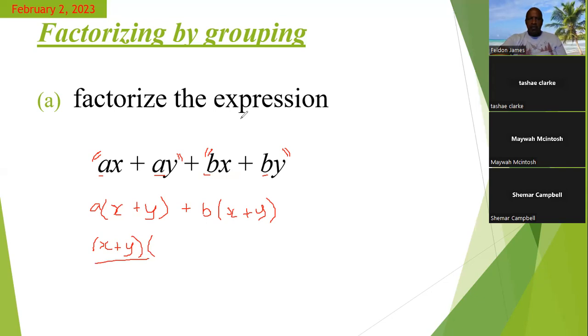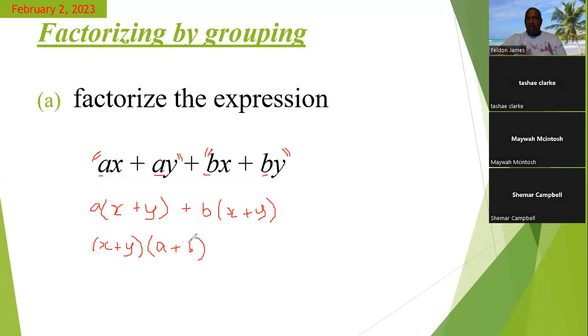Now we want to use the HCF to divide each of these terms up here. So for the first term, we have a bracket x plus y. We divide x plus y into x plus y, that cancels, leaving a. So we put back the plus sign that we have in the middle. And then we divide b bracket x plus y by x plus y. We have remaining b.